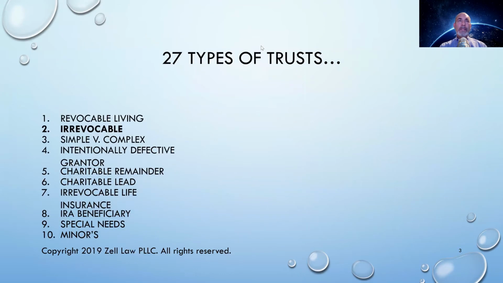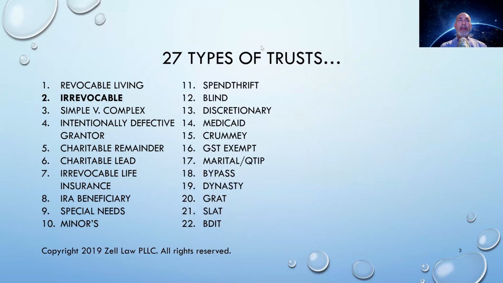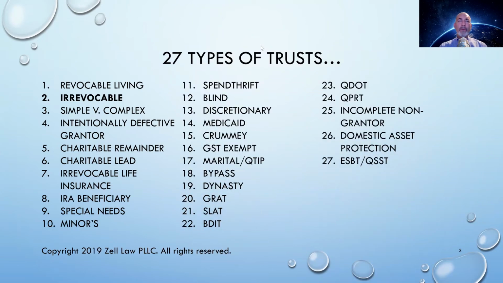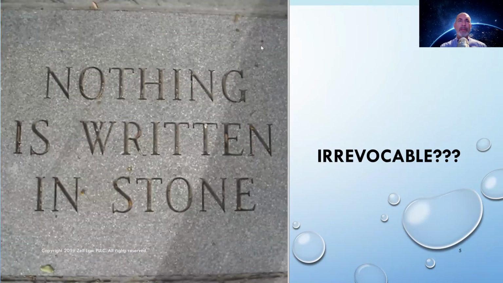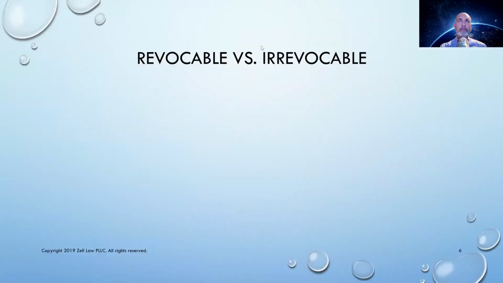Now, again, there are 27 kinds of trusts, and today we're talking about irrevocable trusts. Last time we talked about revocable trusts. Irrevocable implies that it's set in stone. It can't be changed, but nothing is written in stone. Even today, under our laws, you can change an irrevocable trust, and I'm going to talk about how you can do that. What's the difference between revocable and irrevocable trusts?